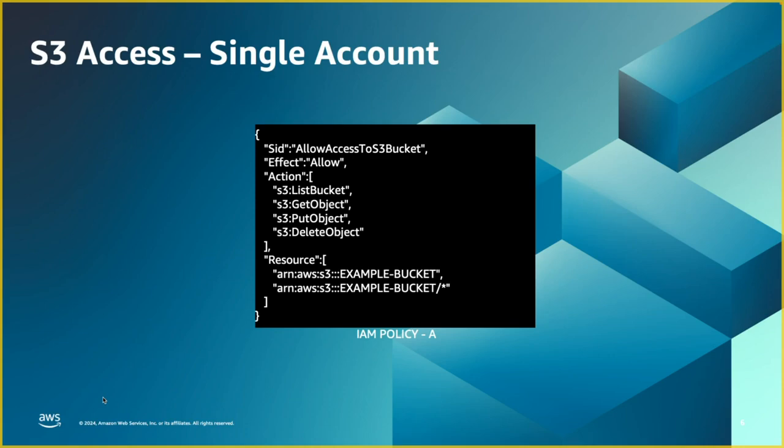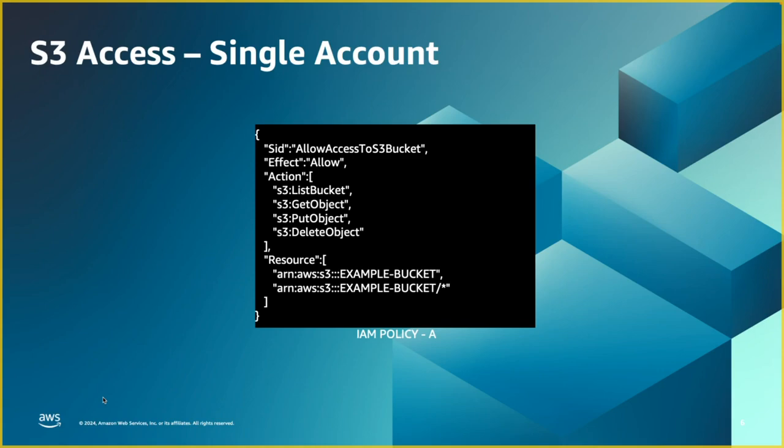For example, let's take a look at the IAM policy A example. When you attach this policy to an IAM user or role, you allow them to issue the list, get, put, and delete requests on the example bucket. Let's explore the actions that we are allowing in this policy further.